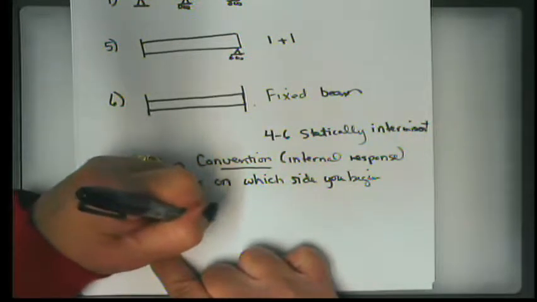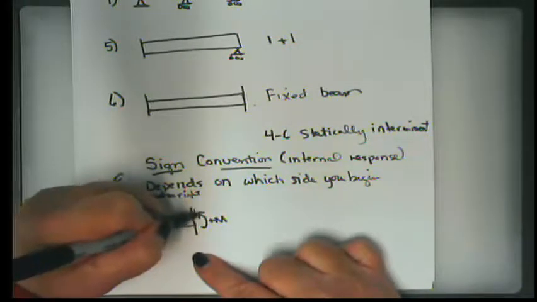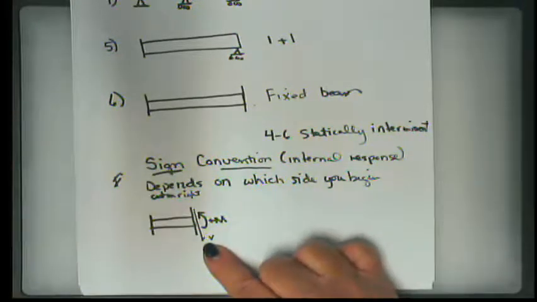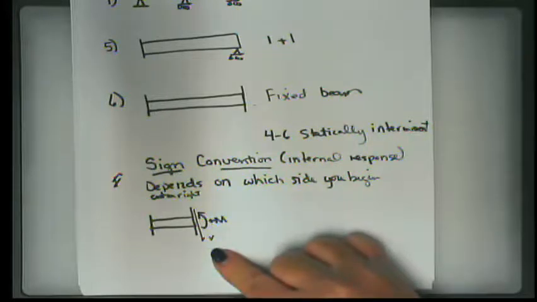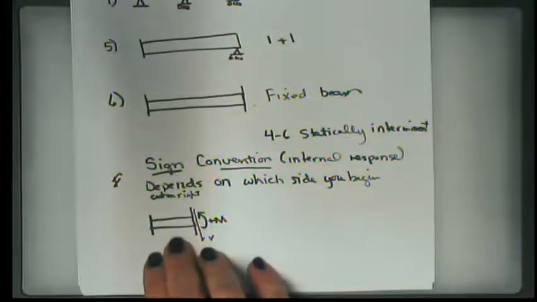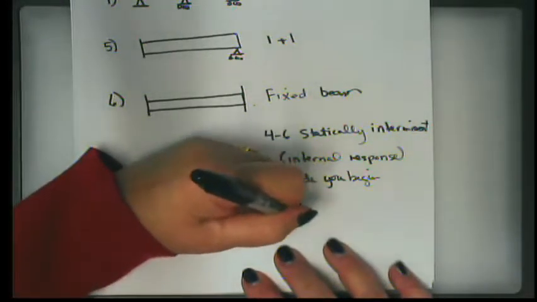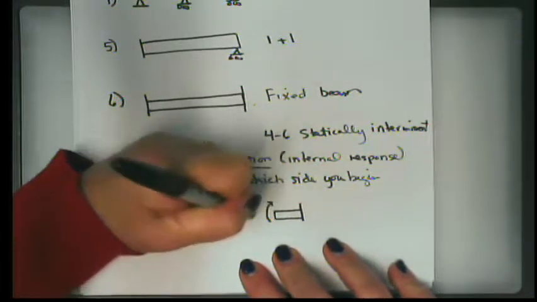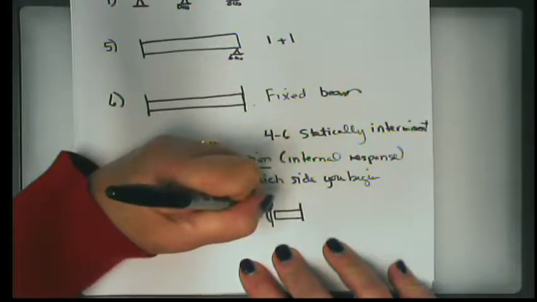This is considered a positive moment, and this is considered a positive shear. So in other words, moment clockwise, shear down. Those are positive. And this talks about the internal response. If, on the other hand, you cut it this way, this is a positive moment, and this is a positive shear.